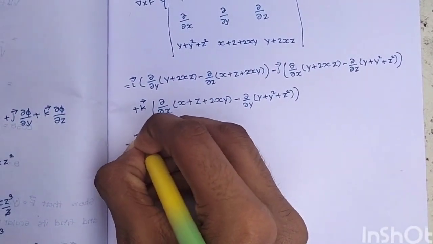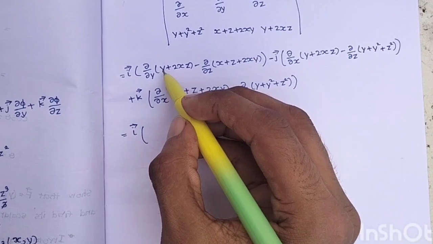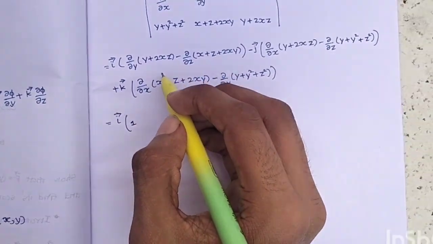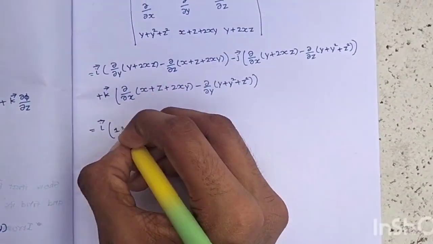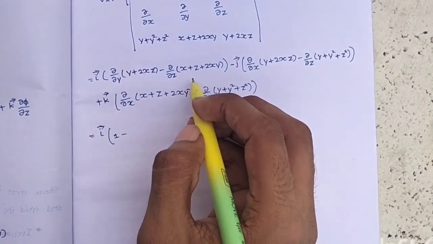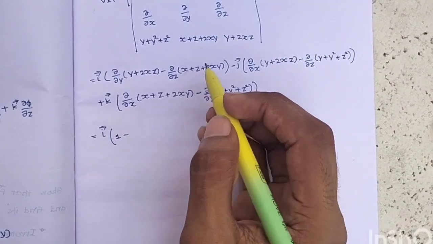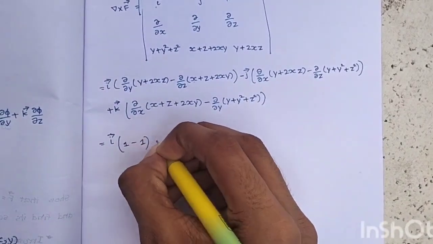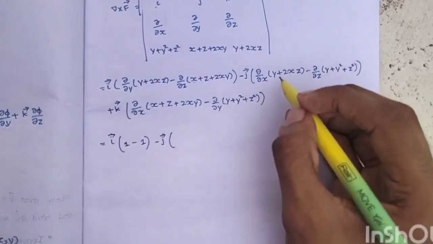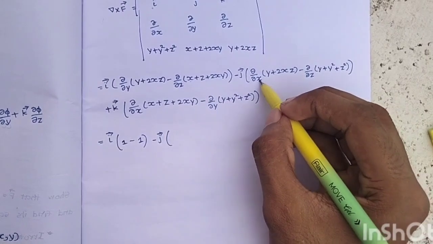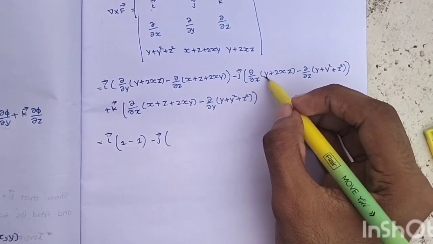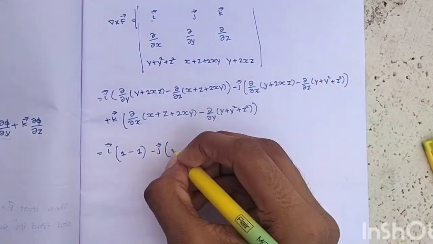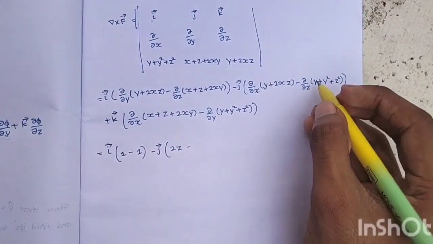Now differentiate this with respect to y, which is 1, and 2xz will become 0, and differentiating this with respect to z will give this as 0, this as 1, this as 0 because there is no z term. So 1 minus 1, minus j vector. Differentiating this term with respect to x, this term will become 0, and here 2 into 1 into z, which is 2z, minus dou by dou z.